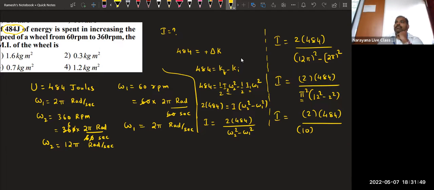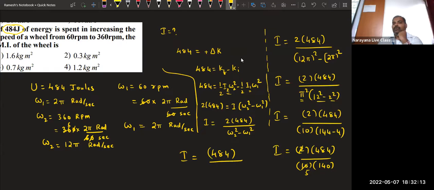No problem, no? Pi square means what? 3.14 whole square. So 12 whole square means what? 144 minus 4. And moment of inertia, how much? 2 into 484 whole divided by 10 into 140. 2 ones are 2, 5s are. So what is the moment of inertia?